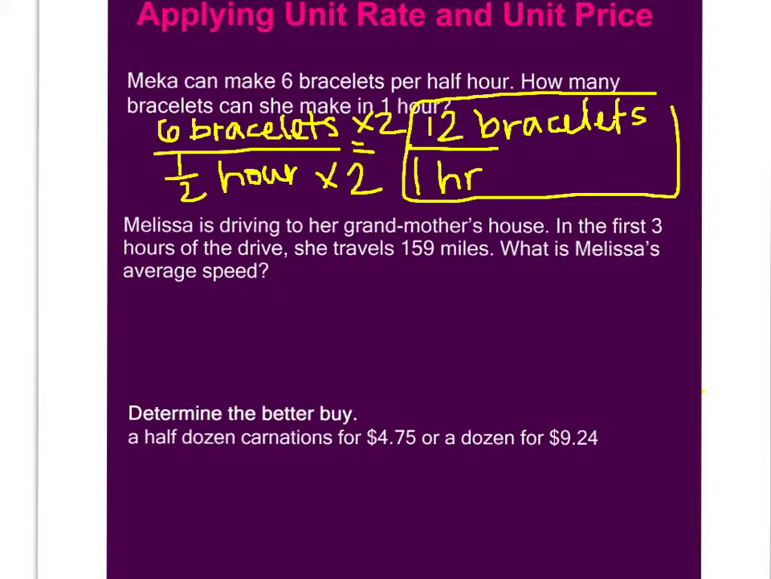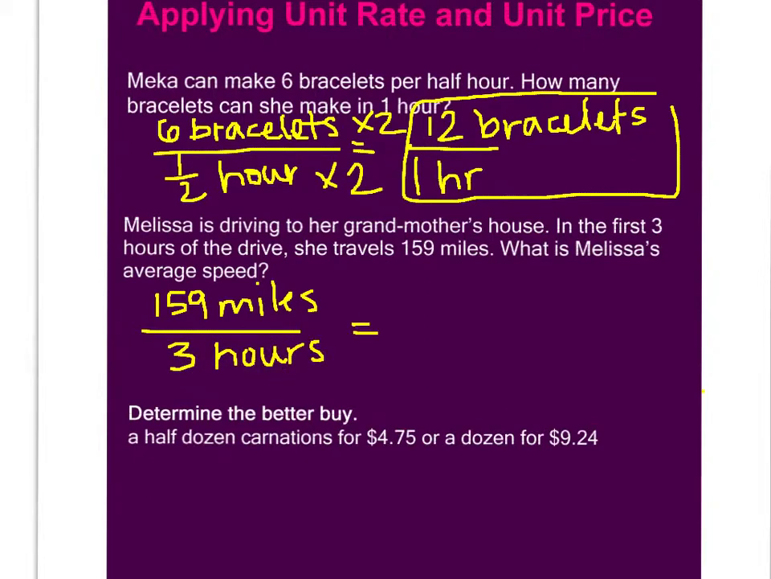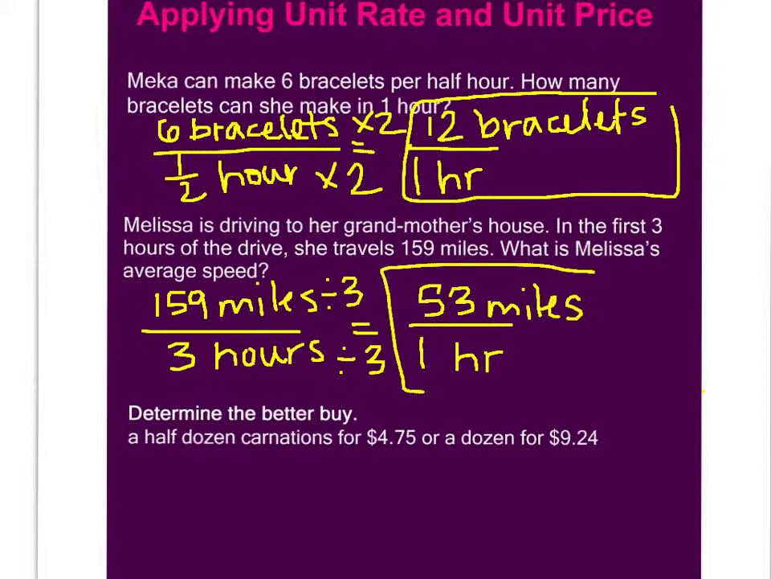The next one says Melissa is driving to her grandmother's house. In the first 3 hours of the drive, she travels 159 miles. What is Melissa's average speed? Step 1 is to first write the rate. So we have 159 miles in 3 hours. And to find our average speed, what we're trying to do is find the unit rate. We're trying to figure out how many miles she is traveling per 1 hour, or miles per hour. So we're going to divide away 3 from 159, and we end up getting 53 miles per hour.